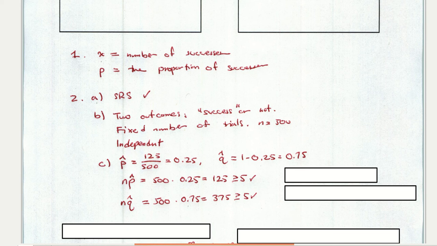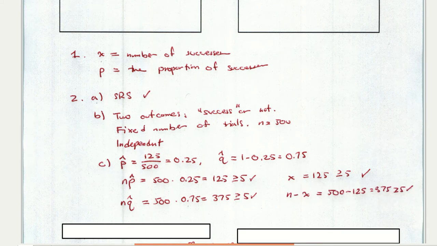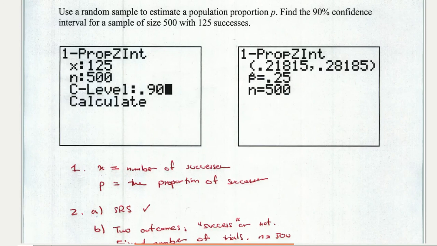Notice that we didn't have to do all this arithmetic, just like we were looking at before. We could just check that x is at least 5. Remember, x is 125, and that's clearly at least 5. And n minus x, that is everything that's not a success, n being all the trials that we performed, and x being the successes. N minus x is 500 minus 125, which is 375, clearly more than or equal to 5. Now we're going to get out our calculator. So in our calculator, we're going to go, let me get this thing turned on.